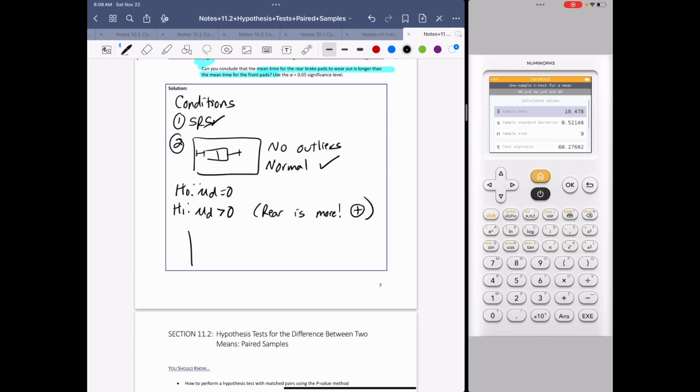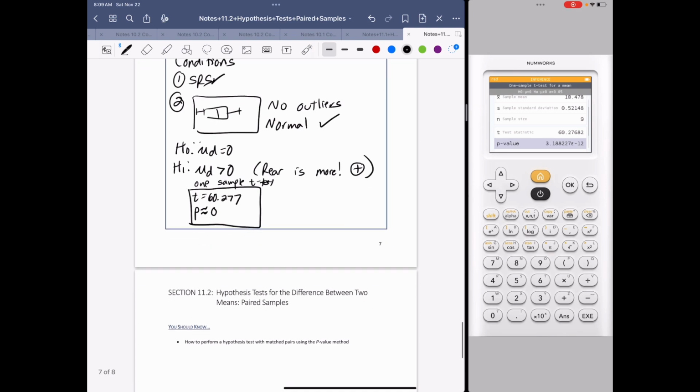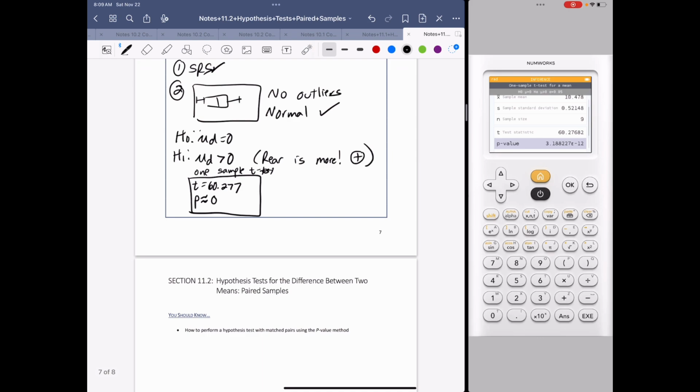Here is my answer. I did a one sample t-test. My t is 60.277, and my p-value is very small. E negative 12, you'd have to move the decimal 12 places and add 11 zeros. So here's what I'm going to say for p. You could say it equals 0. I don't like to say it's exactly equal to 0, so I'm going to say it's approximately 0. But if you said equal, it would be fine. The p-value is very low. H0 is going to go.